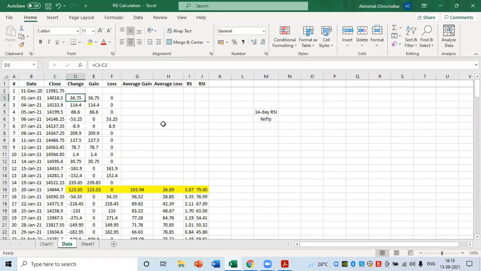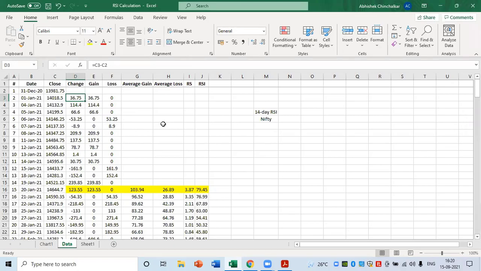Change is nothing but the current day price minus the previous day price, as you can see over here. Now, change could either be positive or negative. If the security has risen in price, then the change will be positive. And if the security has fallen in price, the change will be negative.